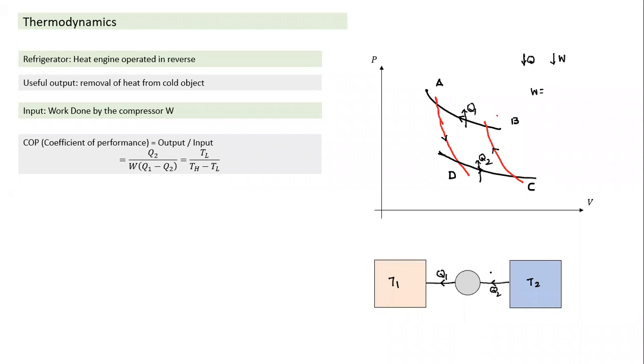Heat is drawn from lower temperature source. So heat is drawn away from the refrigerated box. It is the refrigerated compartment. And this Q1 is heat rejected to the surrounding.